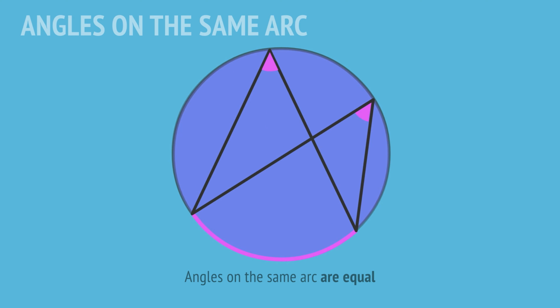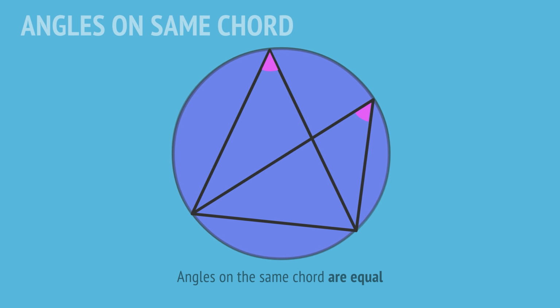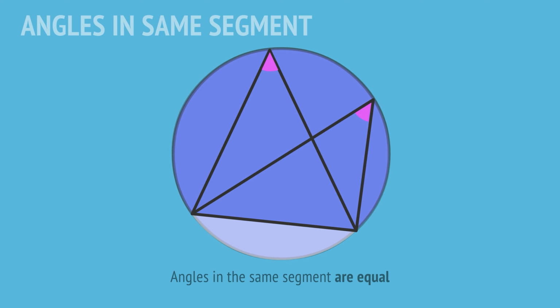This theorem can also be stated as, the angles on the same chord are equal, since the chord shares the same endpoints as the arc. And it can also be stated as, the angles in the same segment are equal, since the chord cuts the circle into a major segment and a minor segment.